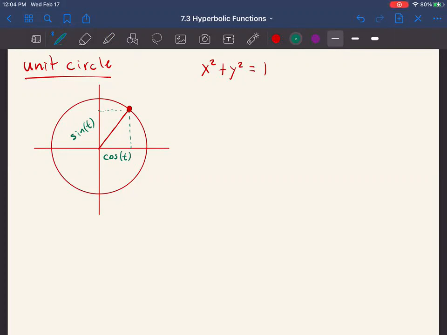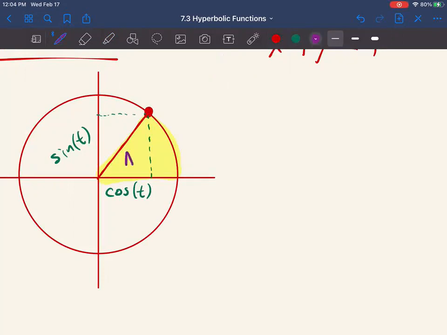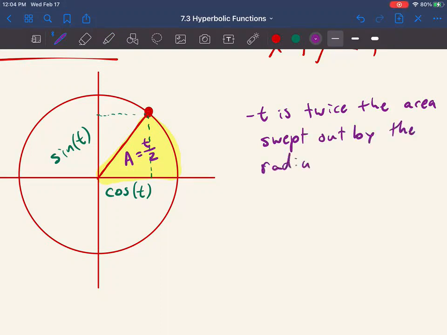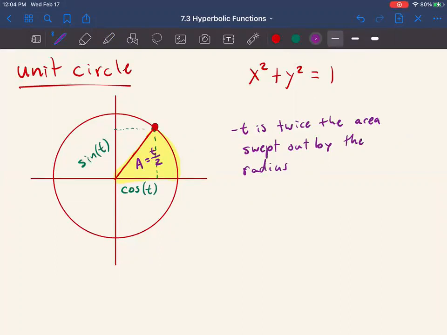Now, if we look at the area that is actually swept out in here, this area of the pie right there, that little part, the area swept out by our radius as we moved around to that point, it turns out that area is equal to t divided by 2. So in other words, what we're saying is that t is twice the area swept out by the radius.